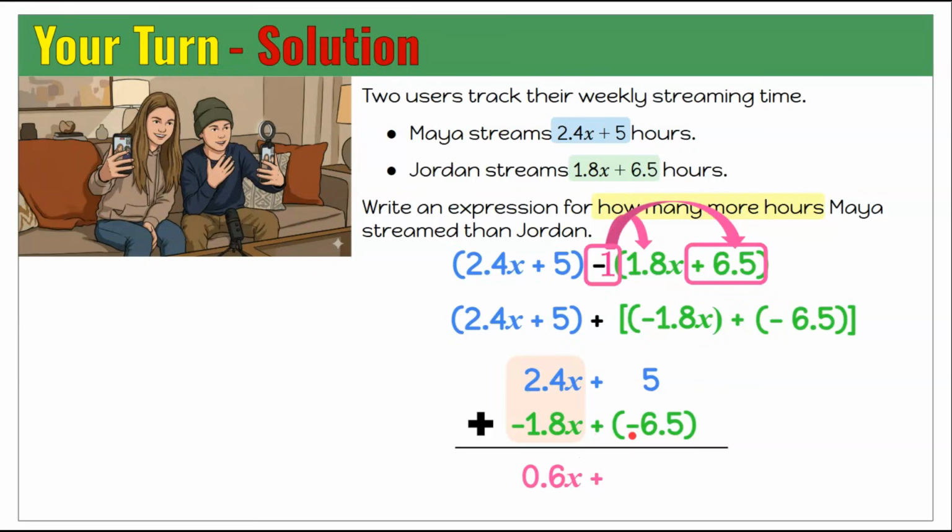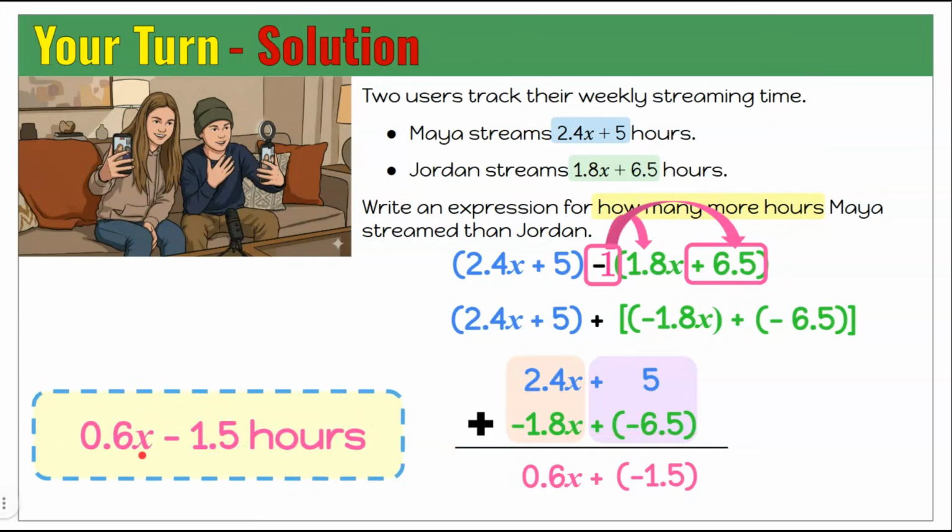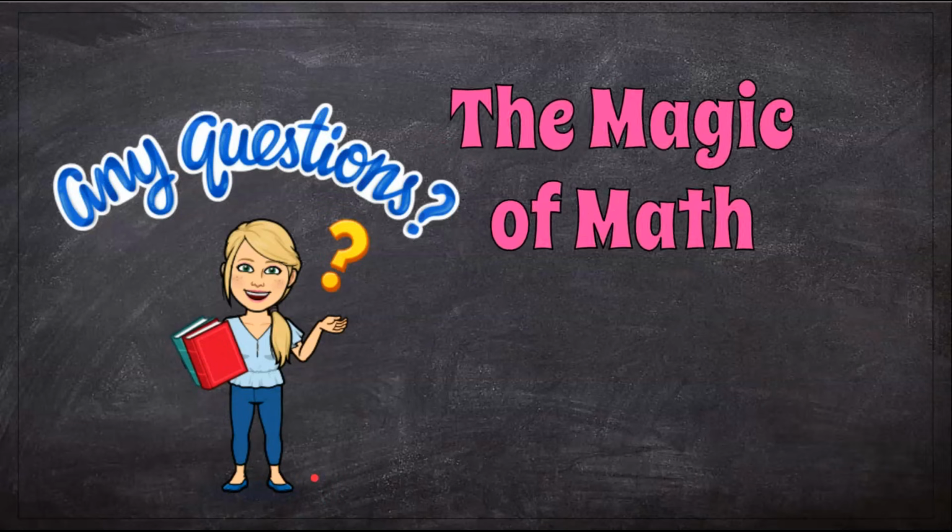And then 5 and negative 6.5, I know it's going to be negative because my larger absolute value is negative. And I'm going to take 5 away from that, giving me negative 1.5 less. And we're going to rewrite that using a subtraction. 0.6x subtract 1.5 hours would be how many more hours Maya streamed than Jordan. And there you have it.